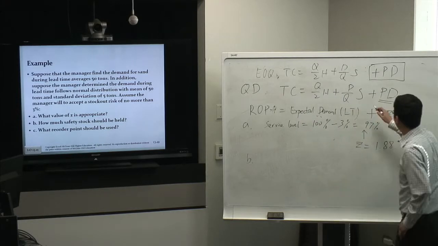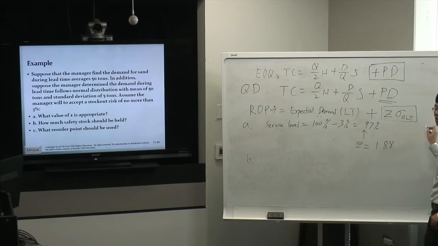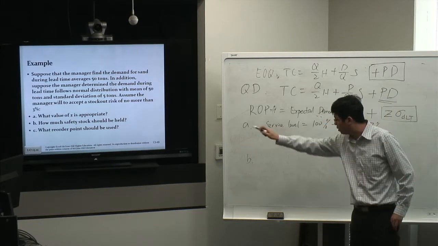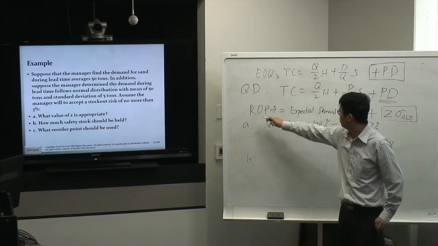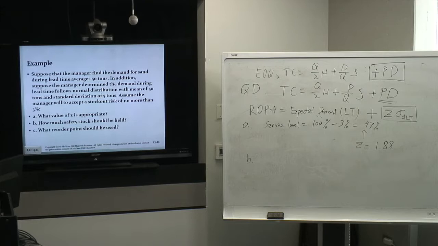First, this is the safe stock, okay? Z times sigma DLT is safe stock. And you add the expected demand, that is part C, reorder point. But first, let's calculate your safe stock, after we get Z value equal to 1.88.